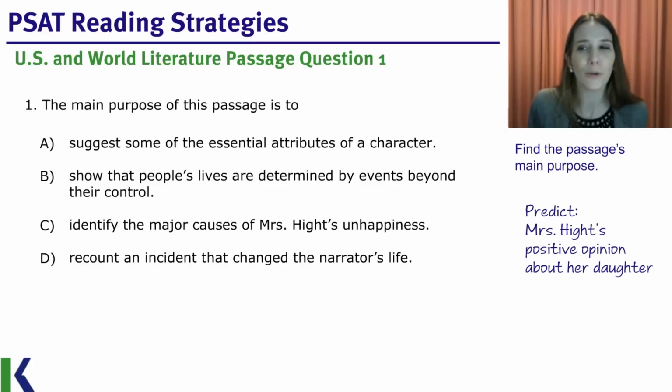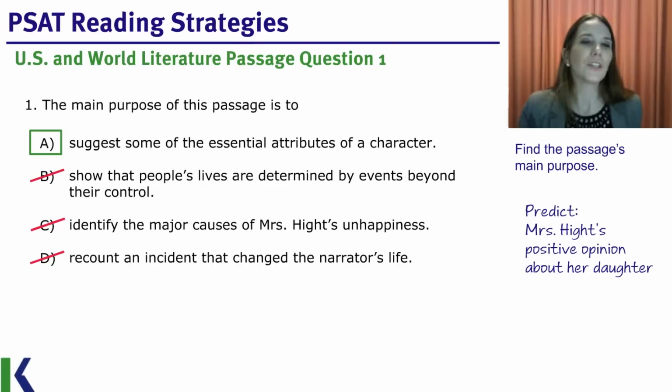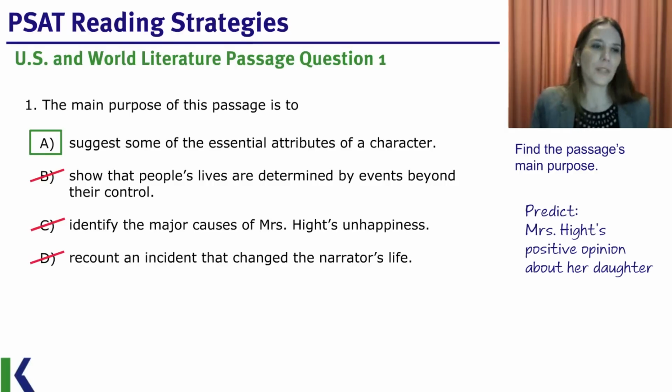Don't trust your prediction. I'm seeing a lot of you are saying, yep, this matches up with answer choice C, but B was a pretty big trap. So we're suggesting some of the essential attributes of a character. That character would be Esther, and we learned quite a bit about Esther. Now let's look at answer choice B, to show that people's lives are determined by events beyond their control.